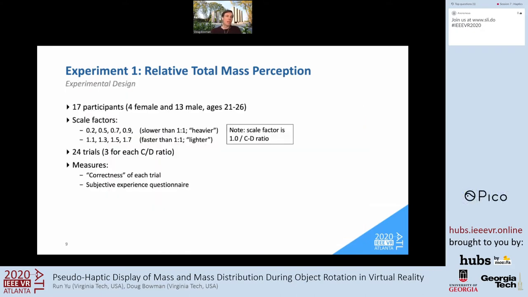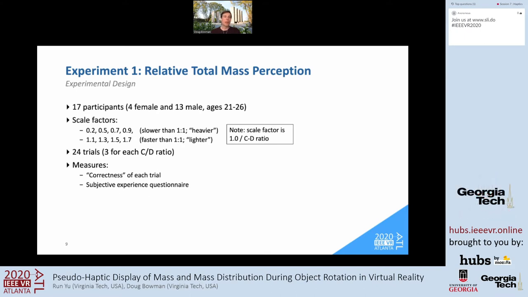The experiment had 17 participants. Four were female. They were from 21 to 26 years of age. And as far as our conditions, we used eight different scale factors. And note here that scale factor is actually the reciprocal of the CD ratio. So four scale factors that were slower than one-to-one and four that were faster than one-to-one.